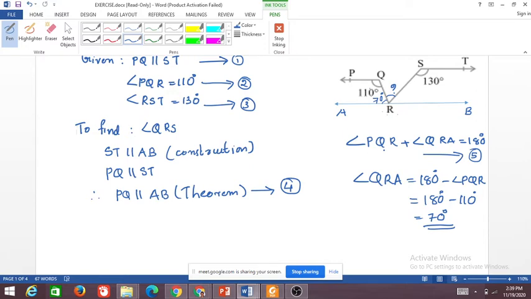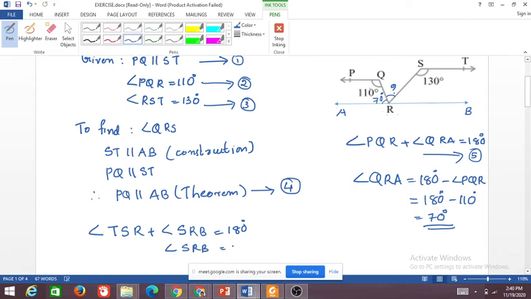Okay, in a similar way, can you try the next? Angle TSR plus angle SRB is equal to 180. Okay, angle TSR plus angle SRB, ma'am. Okay, SRB. This angle is equal to 180 degrees. Interior angles on the same side of the transversal, ma'am. Yeah, ST is parallel to AB, so interior angles on the same side of the transversal will be supplementary. And from that, what are you getting? So angle SRB is equal to?